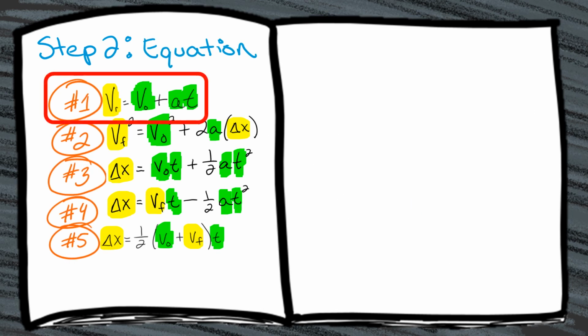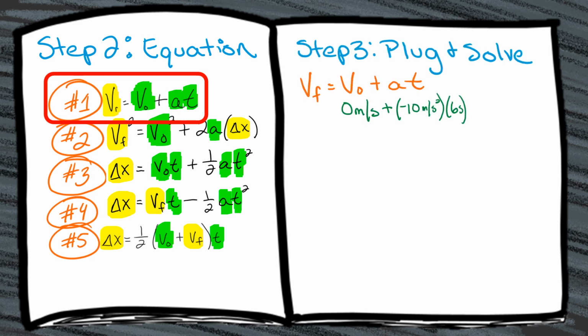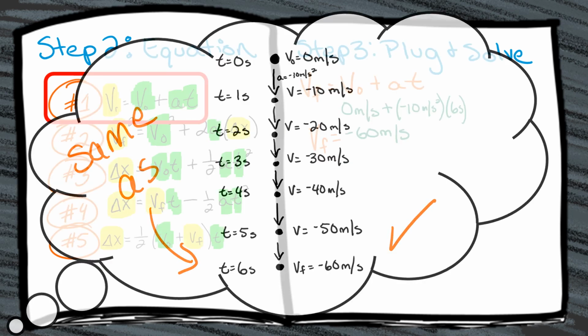Good choice, Alex. We could use equation number 1 to solve for final velocity since we know the initial velocity was 0 meters per second, the acceleration can be rounded to negative 10 meters per second squared, and the time is 6 seconds, which means that we multiply negative 10 times 6 and then add to 0, and it results in negative 60 meters per second as the final velocity of the penny, which is exactly what we came up with from our drawing.